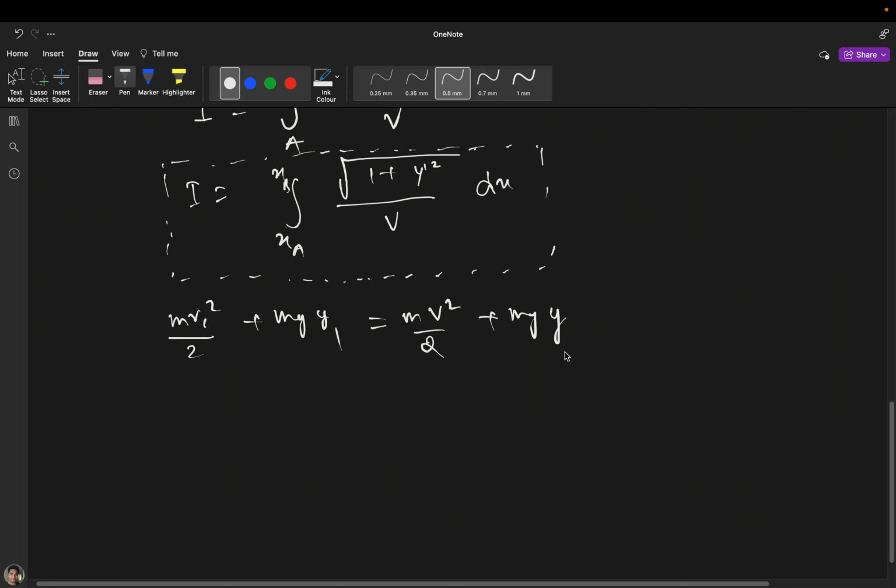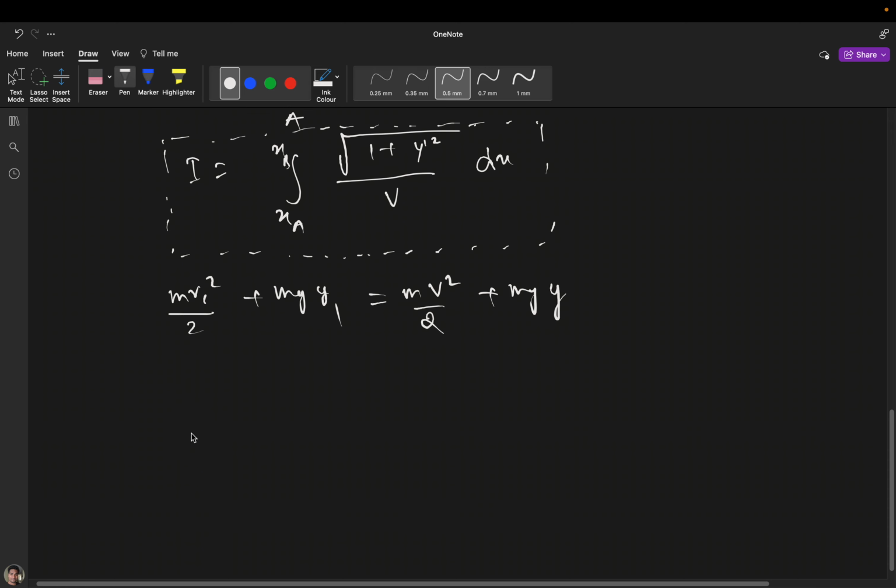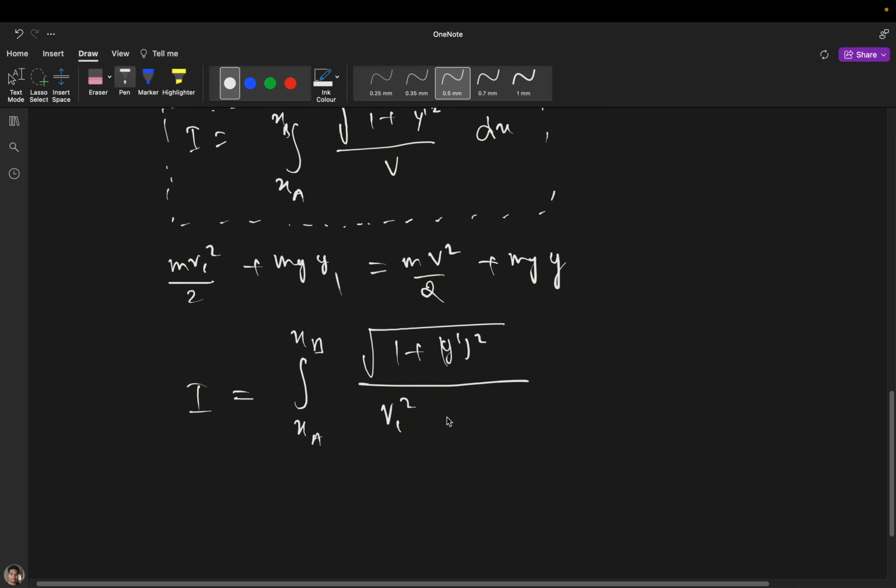Here you can see y is general and v is the general velocity at a particular time t. Then directly we will substitute here. Then we will get the expression of I equal to the integral from xa to xb of square root of 1 plus y dash raised to the power 2, divided by v1 square minus 2g times y minus y1, raised to the power 1 by 2, dx.